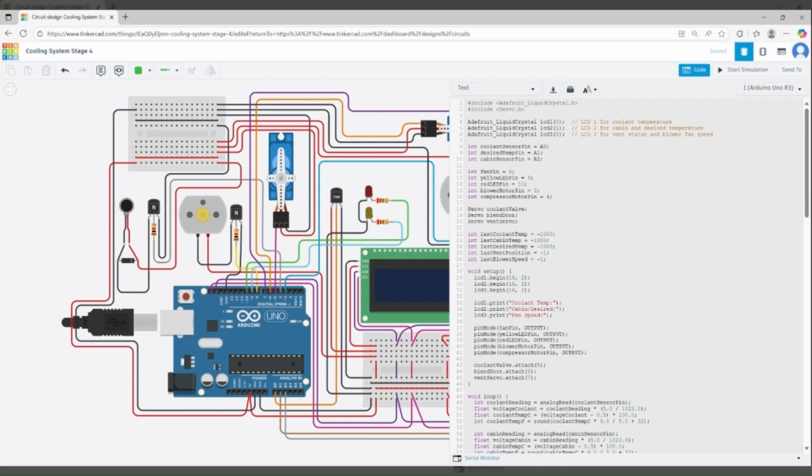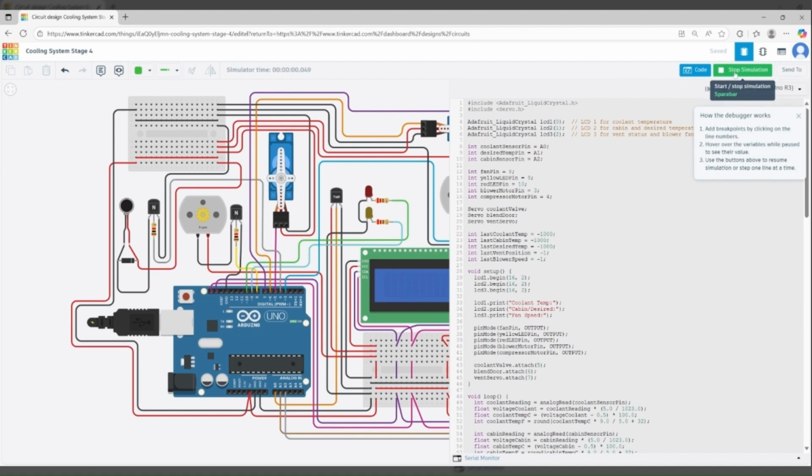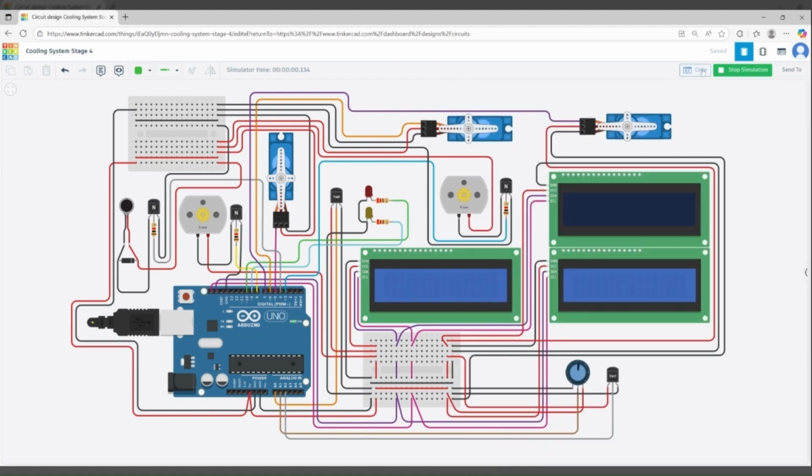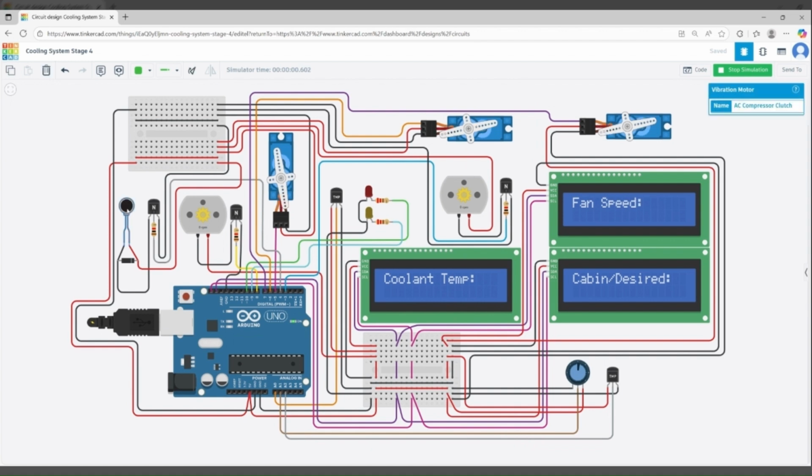All right, let's start the simulation. We can roll through each component again. So here's the AC compressor. This vibration motor represents the AC compressor. This would be the engine cooling fan. So we can bump the cooling temperature up a little bit here.